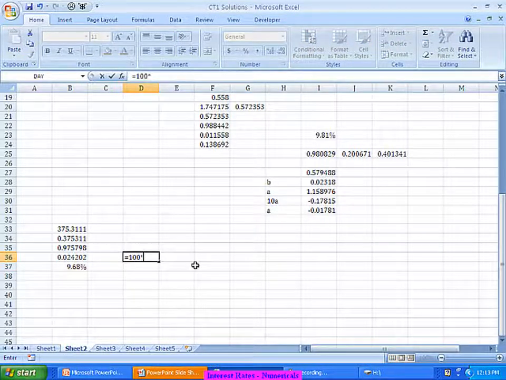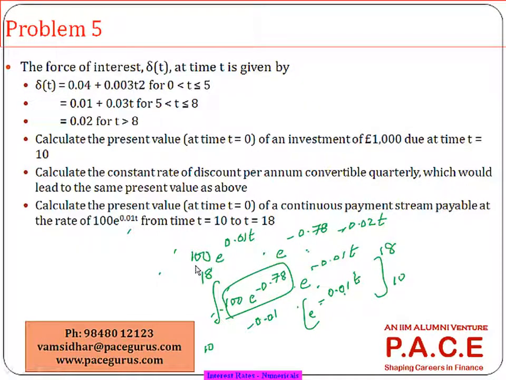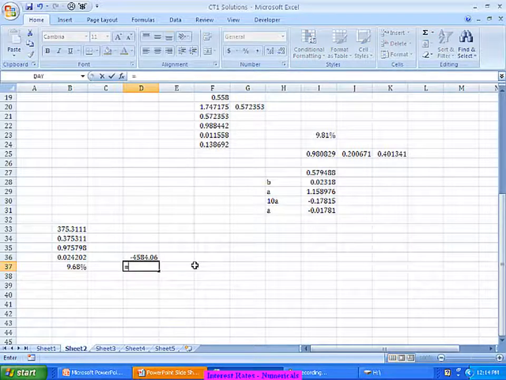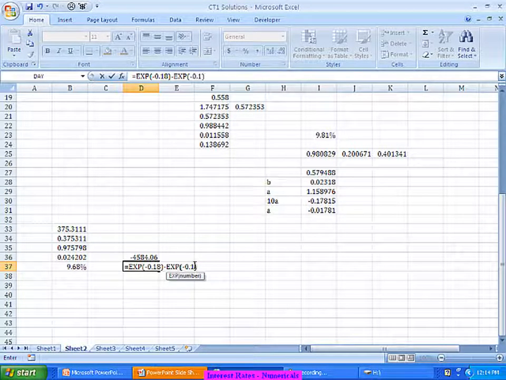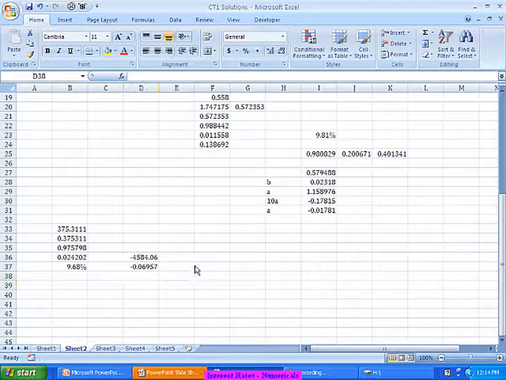100 e power minus 0.78 divided by minus 0.01. This part is around minus 45.84, and this side I can take as e power minus 0.18, right? 0.18 into 0.01, e power minus 0.18 minus e power minus 0.1, which is working out to minus 0.06.